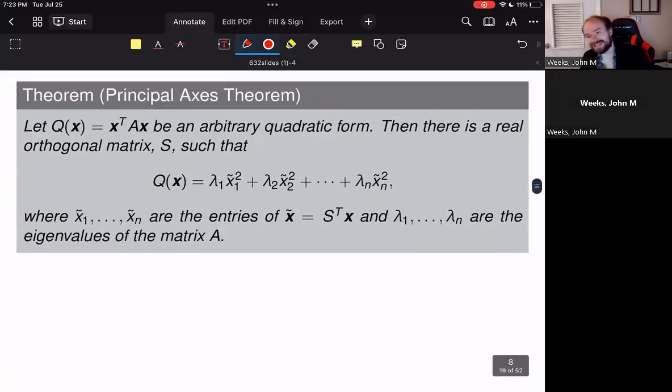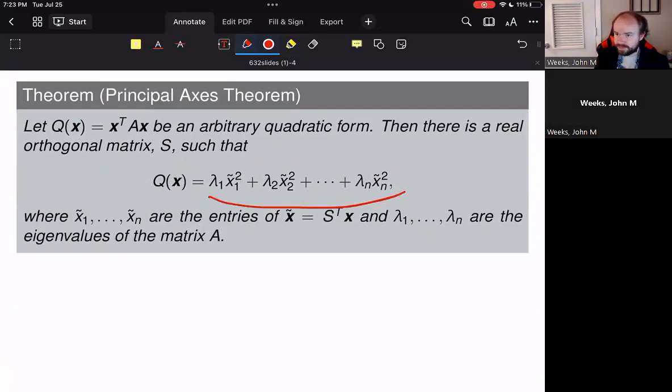Now, the principal axis theorem is useful for us here. It essentially is telling us something that we know already. Let's say that you have q of x being an arbitrary quadratic form. Then there is a real orthogonal matrix S such that you can write q of x as your sum of squares. That is, you could write this in terms of your little diagonal matrix filled with lambda 1 through lambda n, where these are the eigenvalues of your matrix A, since A is symmetric.